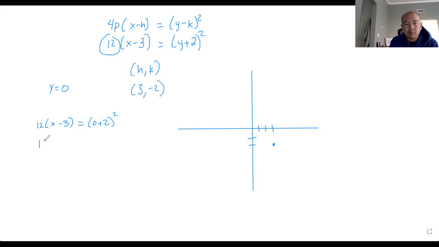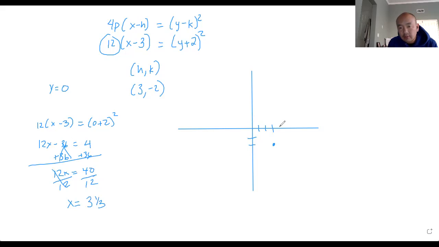Okay, so this will be 12x minus 36 is equal to 0 plus 2, which is 2, squared is 4. I'm going to add the 36 and divide by 12, 40 divided by 12, and so x is equal to 3 and 1/3. So at 0 and then 3 and 1/3, that's like right here. That is another point on this parabola.